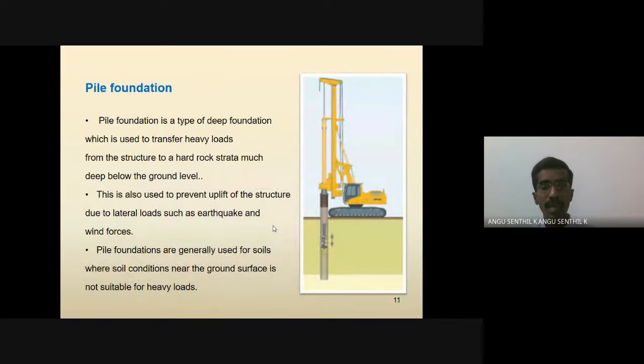Next, pile and caisson will come under deep foundation. Pile foundation is a type of deep foundation which is used to transfer heavy loads from the structure. Pile will be laid till hard rock strata. It is very much deep below the ground level. Pile will be preferred in 3 cases. 1, loading will be very heavy. 2, soil SBC is very low. 3rd, structure may have some uplift forces due to earthquake or wind force.